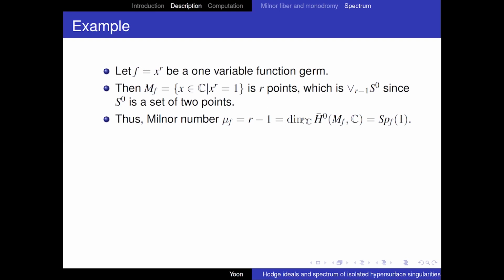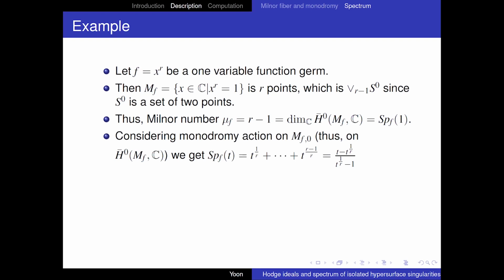All right. So in fact, that is the same as the dimension of the zeroth cohomology of the Milnor fiber, because the Milnor fiber is zero dimensional. Also, that coincides with the Hodge spectrum plugged in 1.